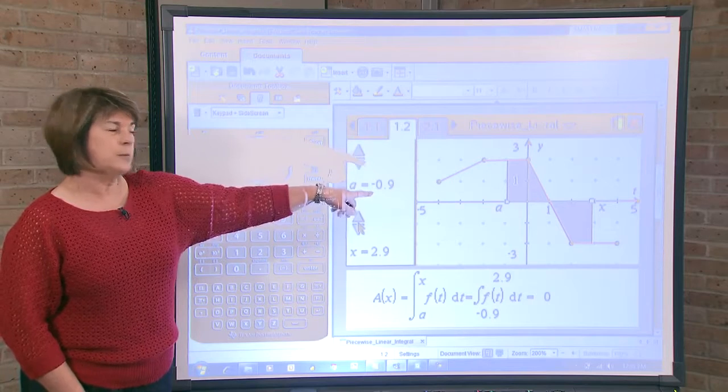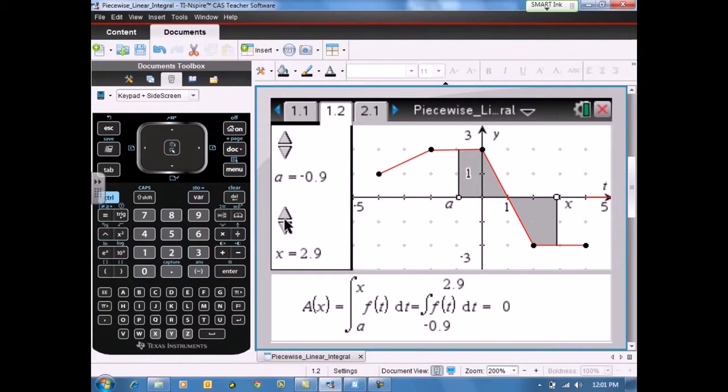Notice that a is our left endpoint, x is our right endpoint, and so we are evaluating the value of an integral from a to x. And right now it's 0. This is a wonderful demonstration of a way to ask the students, why is it 0? What are the characteristics of this graph that we see right now that would make the value of this definite integral 0? I love to ask the students to come to the board and demonstrate another value for a and x that may give them 0.